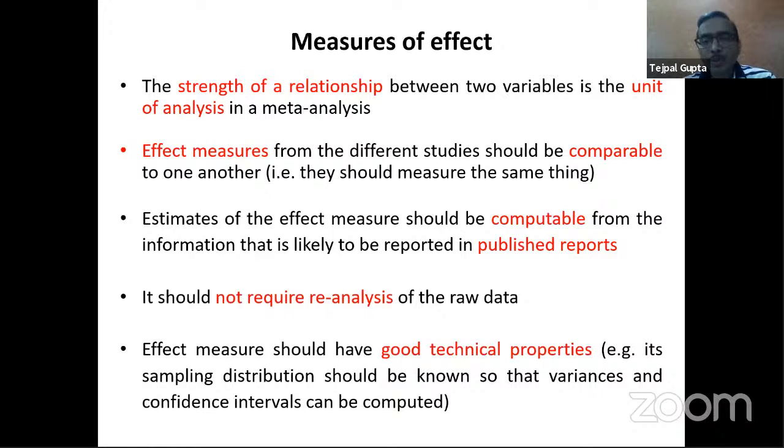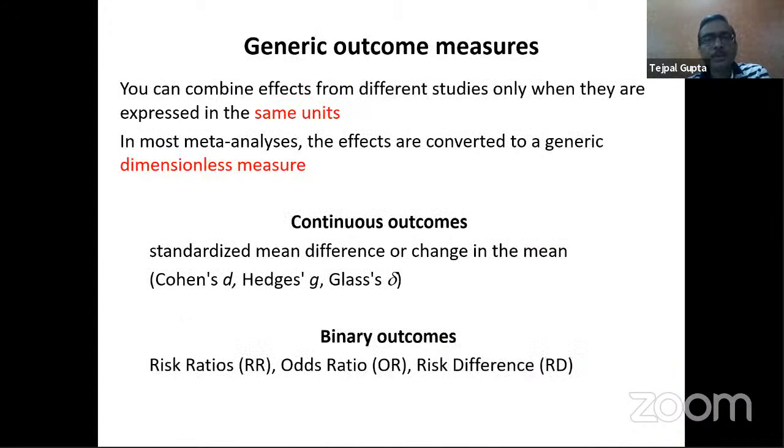Estimates of the effect measure should be computable from the information that is likely to be reported in published reports. One should not require a reanalysis of the raw data. Reanalysis of the raw data is typically required when you do an individual patient data meta-analysis. Your effect measure should have good technical properties, that is, its sampling distribution should be known so that the variance and the confidence intervals can be computed robustly.